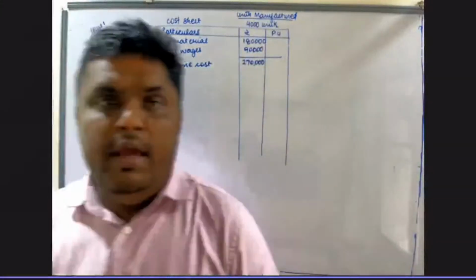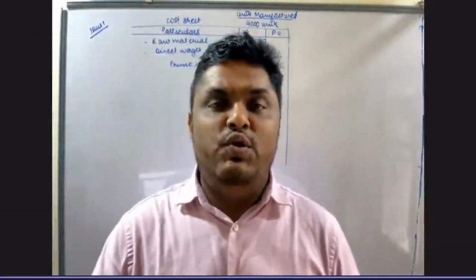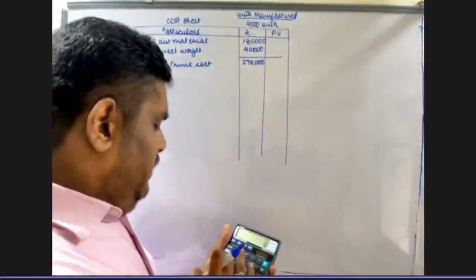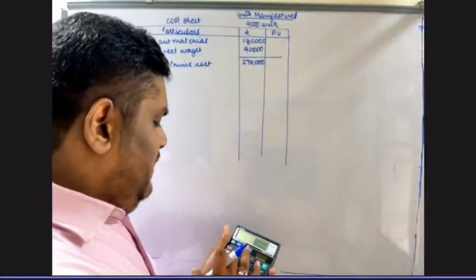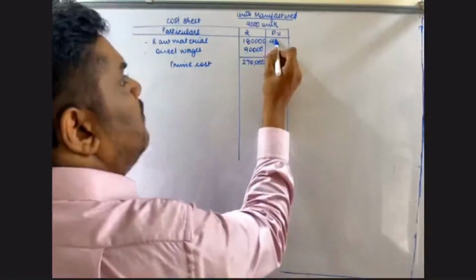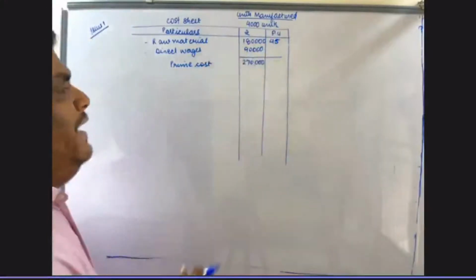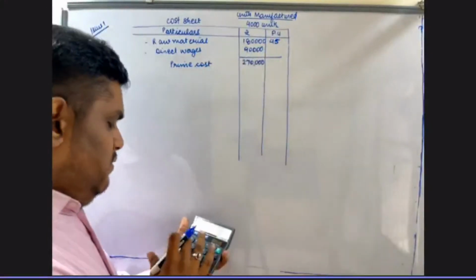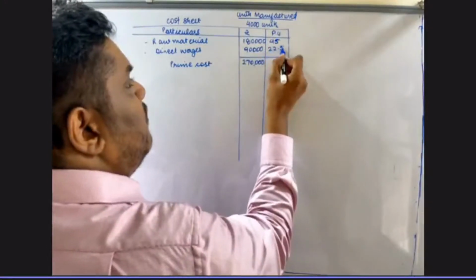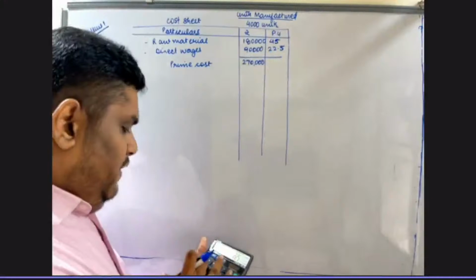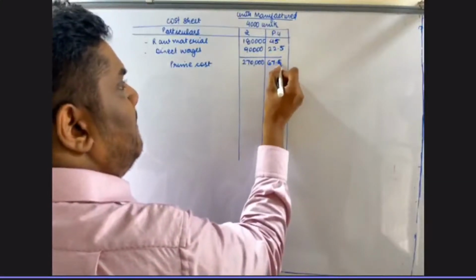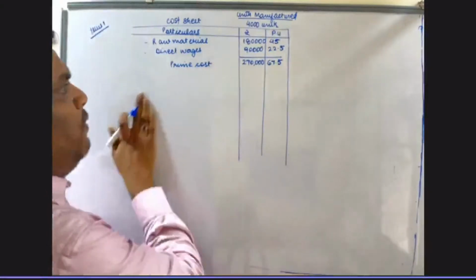Now herein, since the question is asking us to calculate the cost per unit also, we have prepared the per unit column also. So 180 divided by 4,000, so this will be 45. 90 divided by 4,000, so this will be 22.5. Therefore, the total will be 67.5. So this is how prime cost will be calculated.